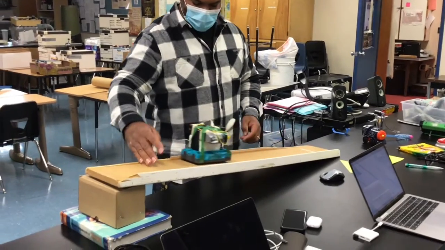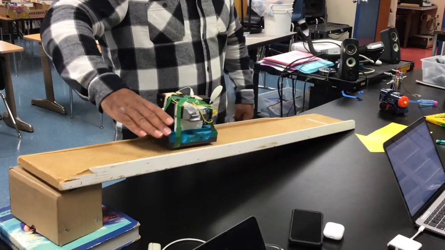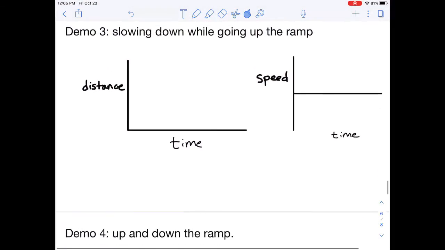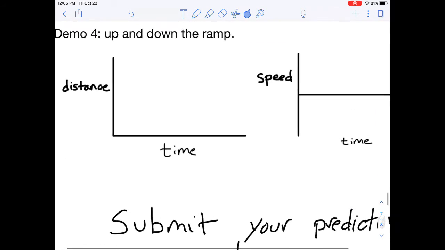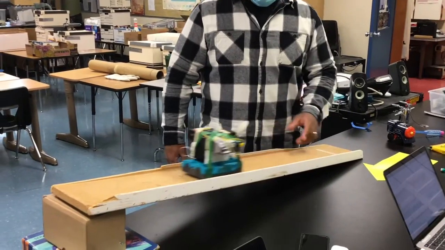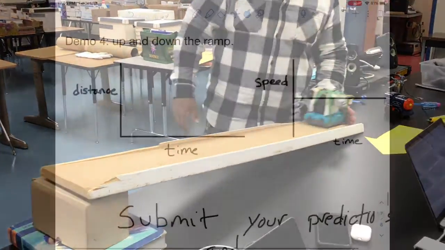This one accelerates up the ramp and stops. And then for the fourth demonstration, the cart will be going up and down the ramp. So there it goes, and comes back down the ramp one more time and down.